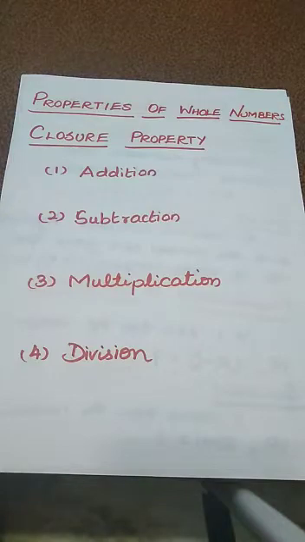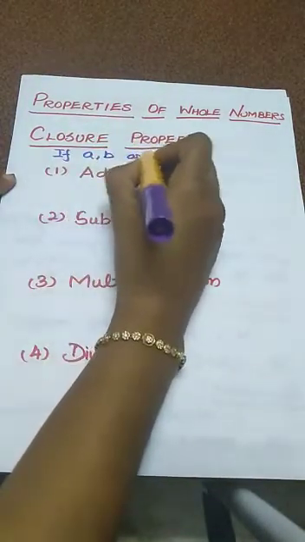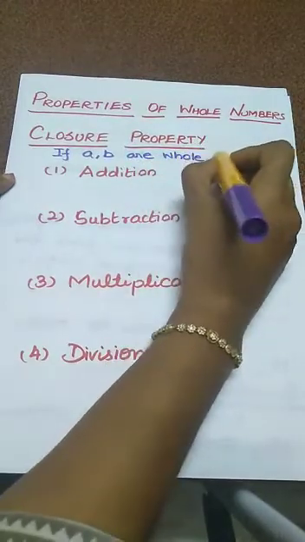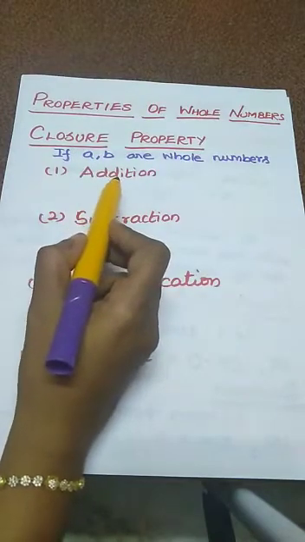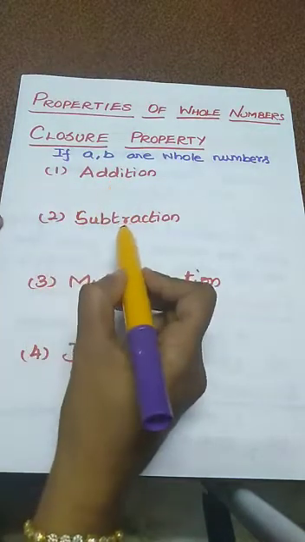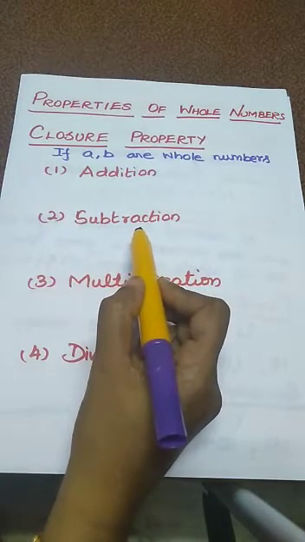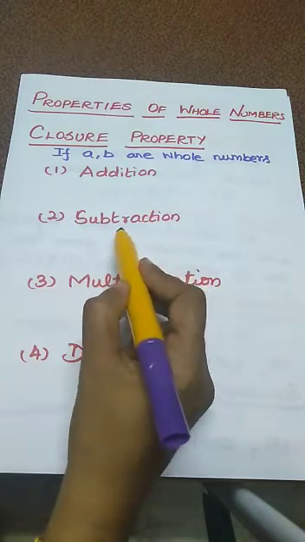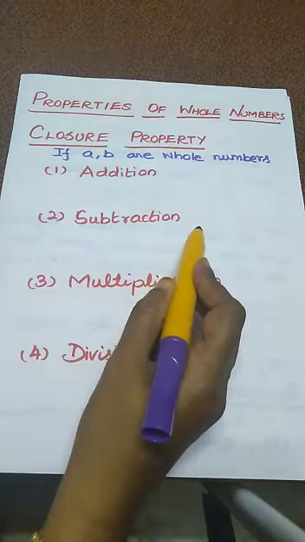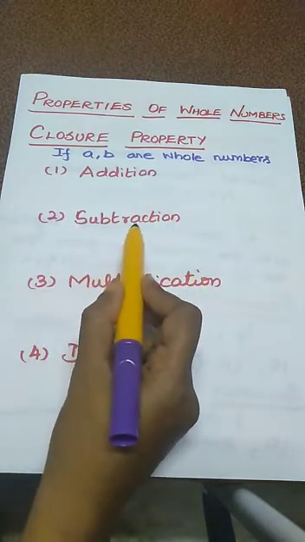For example, take A and B as two whole numbers. Suppose we add the two whole numbers, again we get a whole number only. So the closure property is true in addition. For subtraction, apply the same procedure. A minus B may or may not be a whole number, because sometimes we get a negative answer. Suppose 3 minus 4, the answer is minus 1. Minus 1 is not a whole number. So the closure property is not true in subtraction.